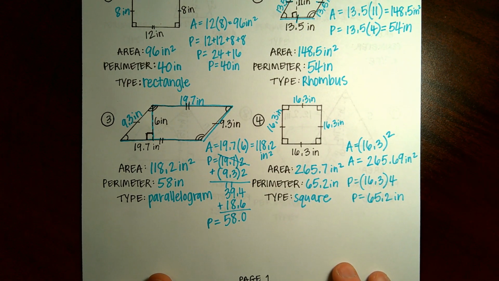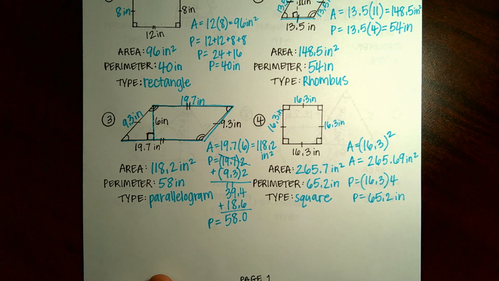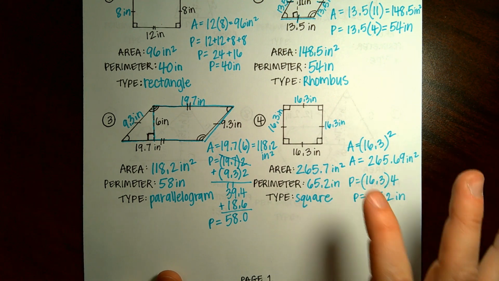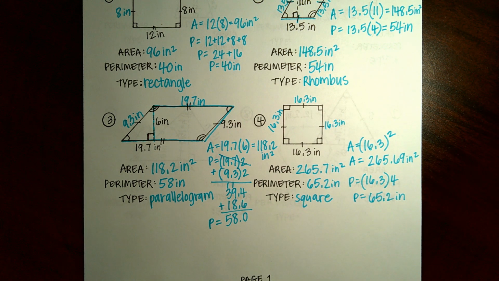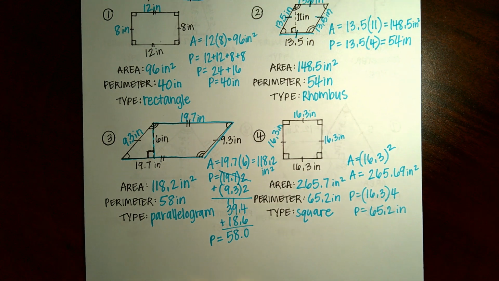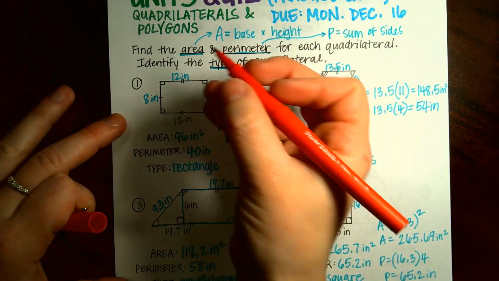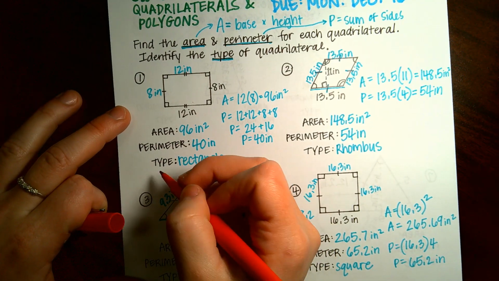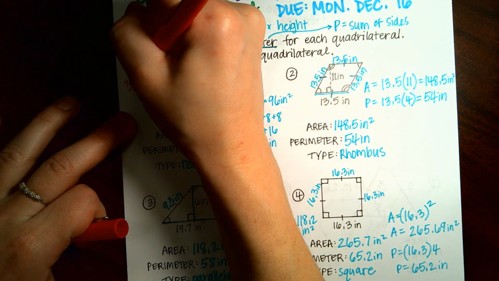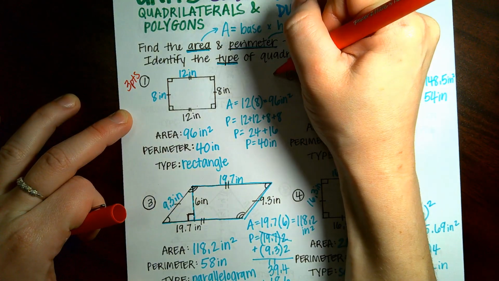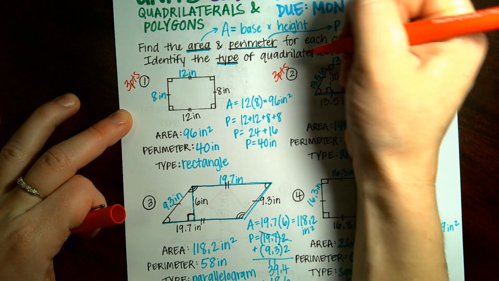265.69, 4.7 inches squared for the area. Yep. And then 65.2 inches for perimeter? Yep. Yay! Awesome. Okay, so if you are curious, each of these questions are worth 3 points each. 1 for area, 1 for perimeter, 1 for type. That's how you'll be graded.